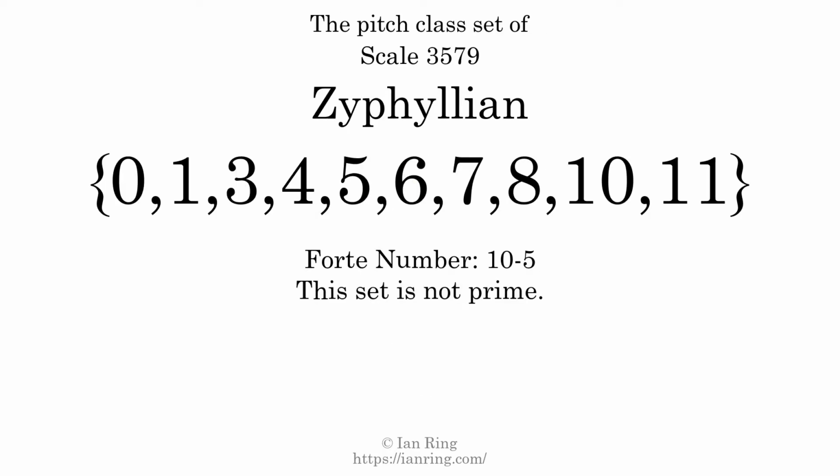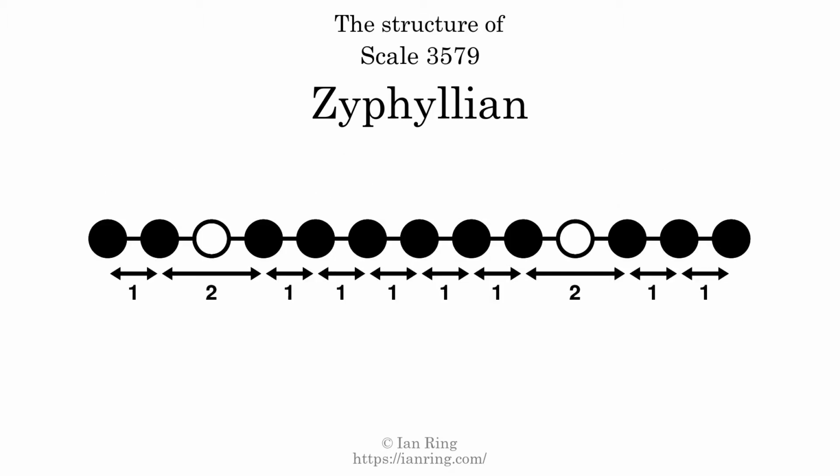The pitch class set for this scale is 0, 1, 3, 4, 5, 6, 7, 8, 10, 11. The fault class is 10, 5. This set is not prime. The structure of a scale is a description of the interval distance between each successive tone. This scale has a structure of 1 2 1 1 1 1 1 2 1 1.